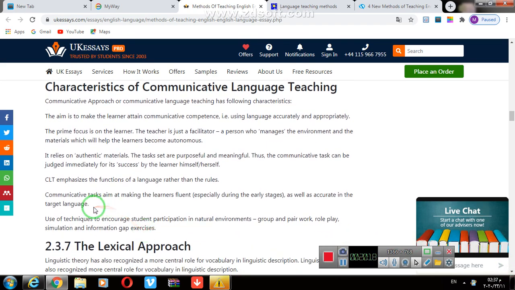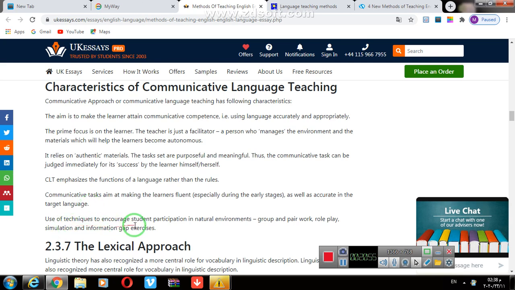Also, communicative tasks aim at making the learners fluent, as well as accurate in the target language. When students use the language in communication, they are better learned students, they are better educated students, okay? They are more self-confident, they are more independent in using this language. When they use the sentences, the expressions, the ideas, they can be using the English language fluently.